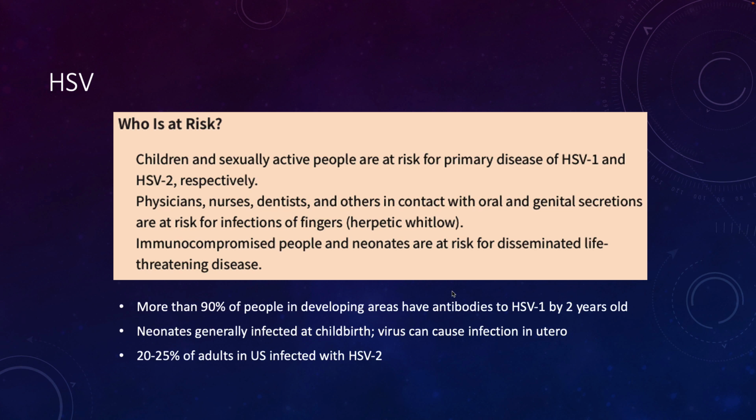It's estimated that more than 90% of people in developing areas have antibodies to herpes simplex 1 by the age of 2, meaning people were giving them kisses because they're so cute. Neonates are generally infected at childbirth, and it doesn't have to be a mother with an active infection. It could be a latent infection. The virus can even cause infection in utero. So it's very important if you've ever been diagnosed with a herpes infection and you become pregnant that you take your antiviral medication, which we'll talk about later. And again, another estimate, 20 to 25% of adults in the US are infected with herpes simplex virus 2.